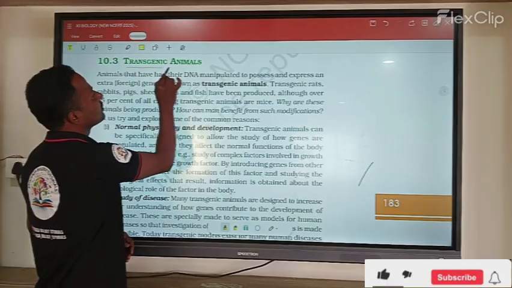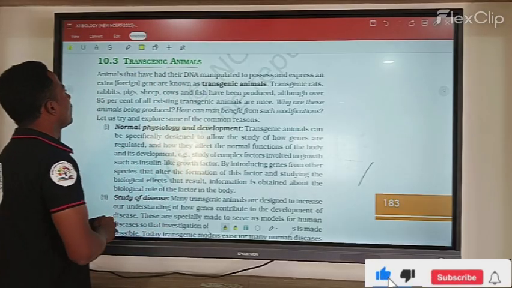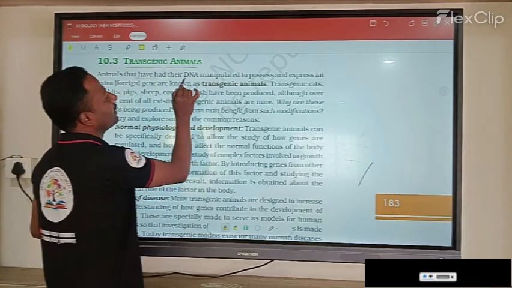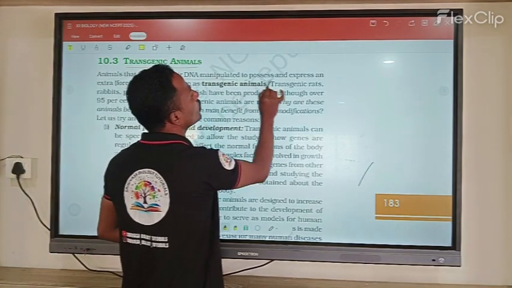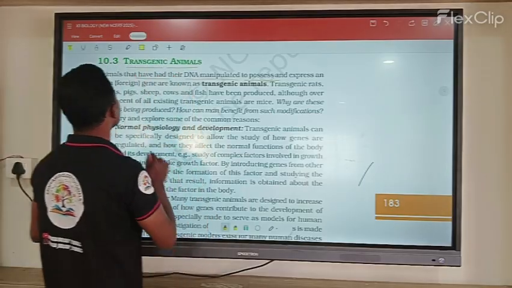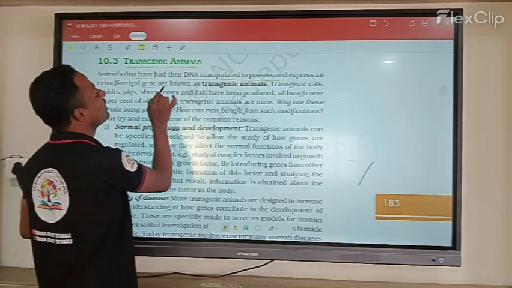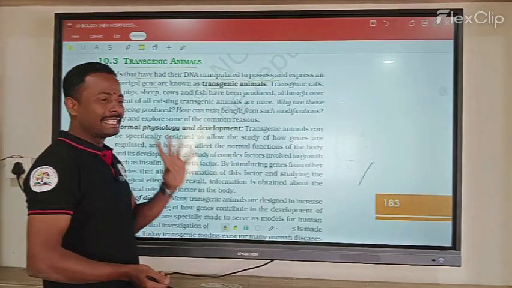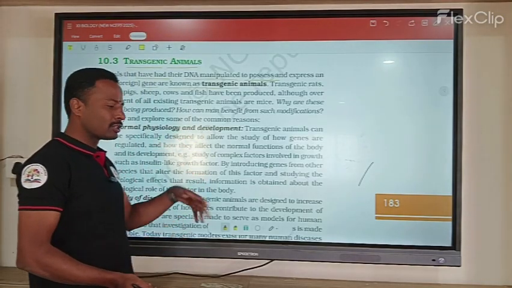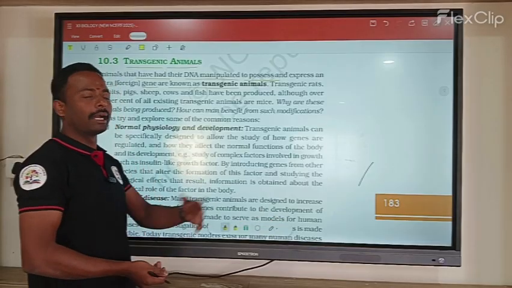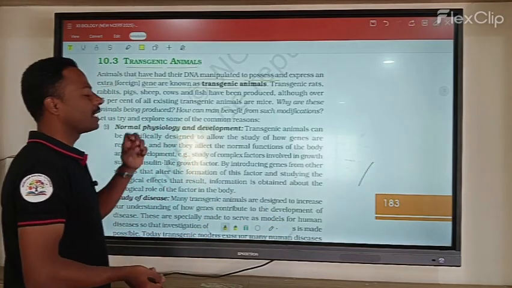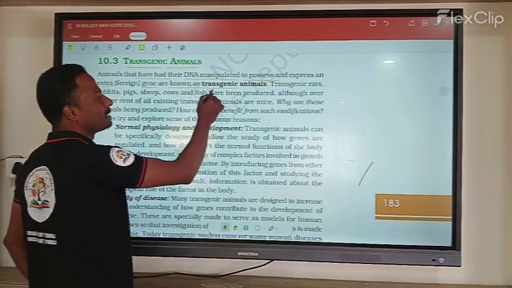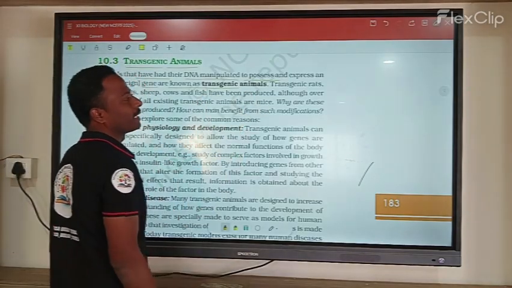Transgenic animals. Animals that have had their DNA manipulated to express an extra gene are known as transgenic animals. Here the DNA is manipulated and introduced into an animal, changing it, and this total process is what we see in transgenic animals.